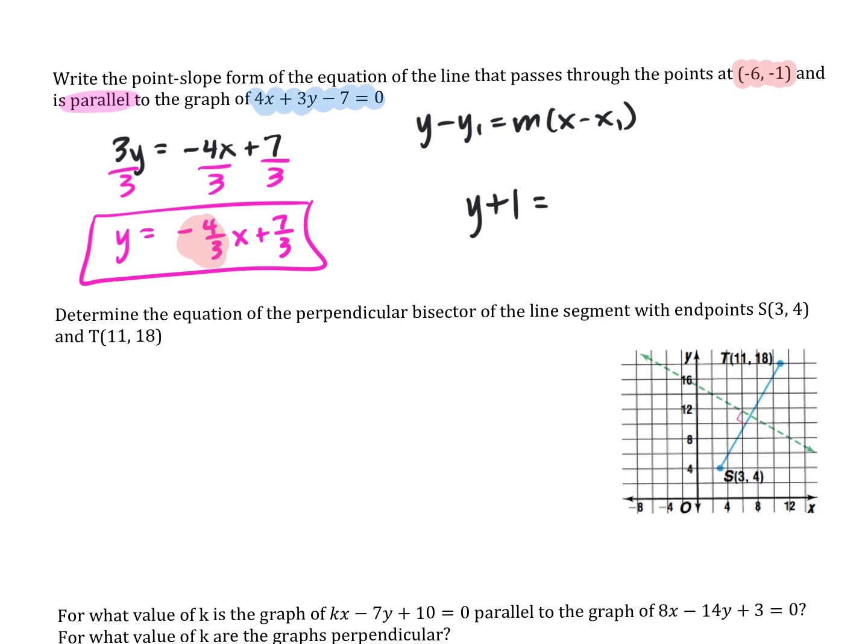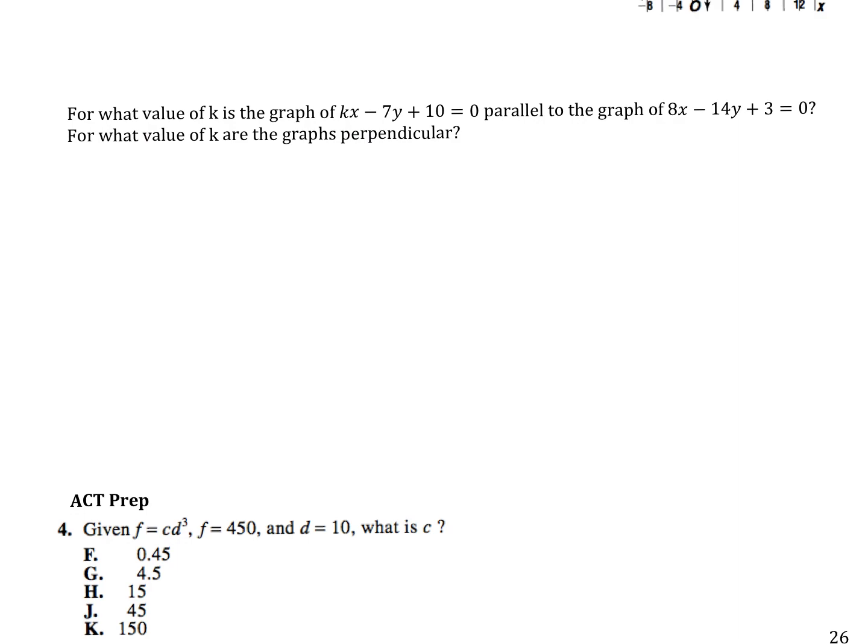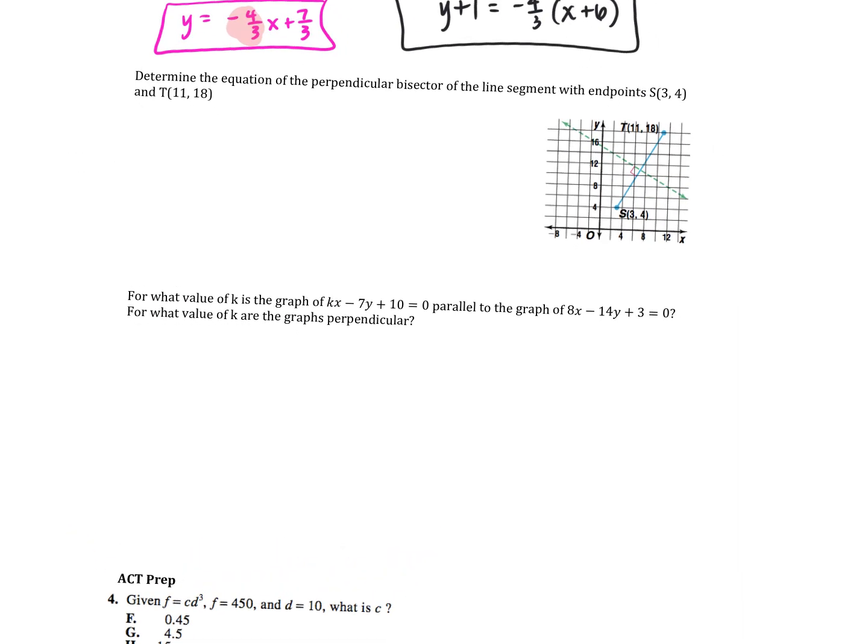Y plus 1 is equal to negative 4/3 times x plus 6. Beautiful. And he said negative 4/3 because the lines had to be parallel, and so my slopes had to be the same. Gorgeous. Okay, last thing. We skipped that one.